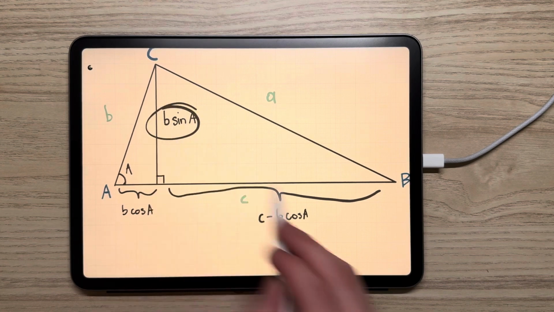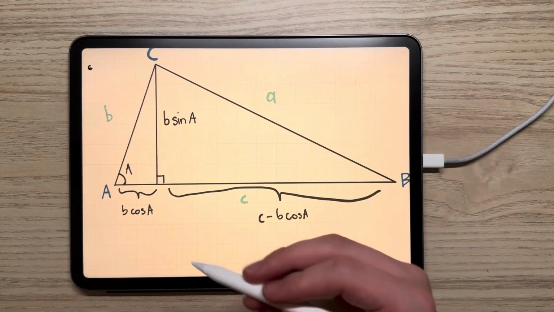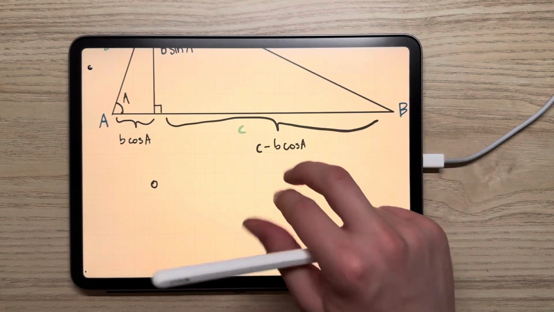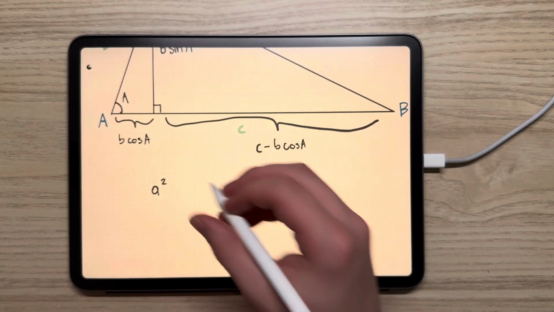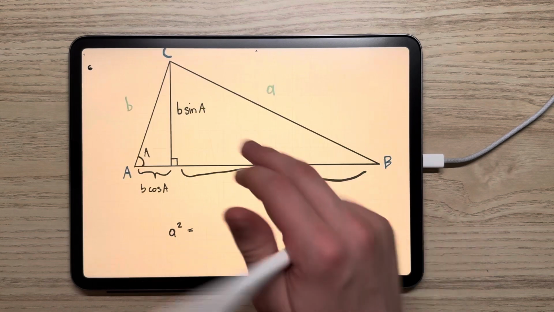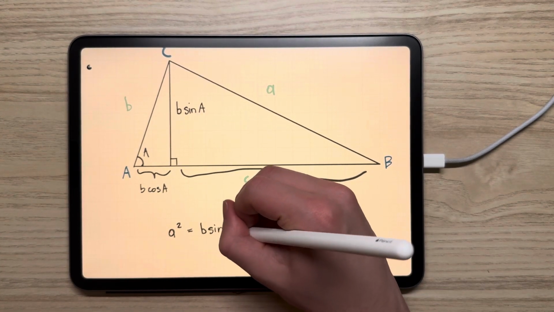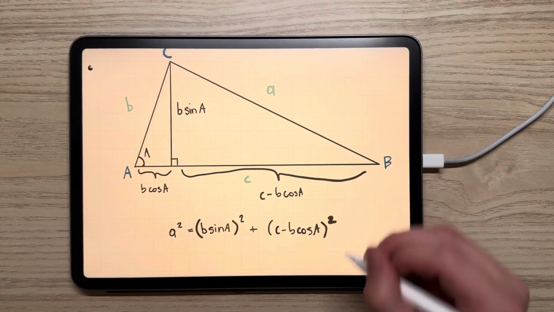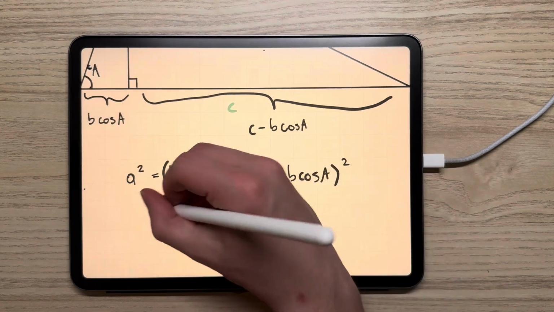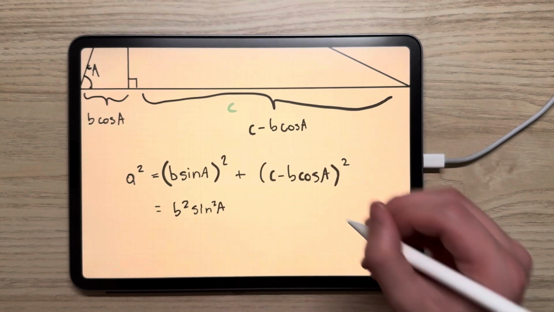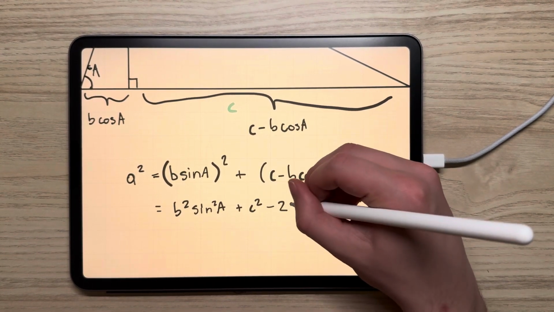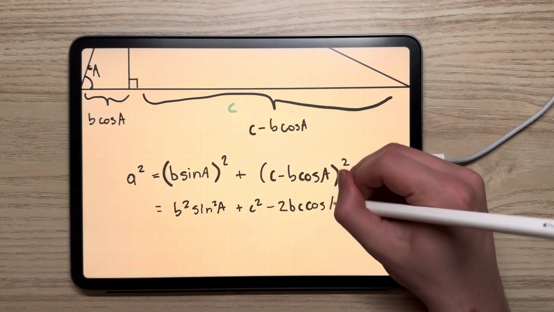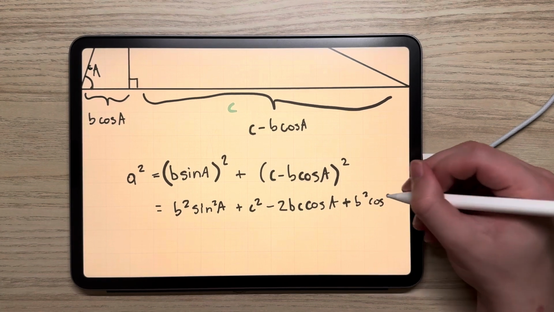So now that we have the two sides and the hypotenuse, we can express A in terms of B, C, and cosines. The Pythagorean theorem states that the square of the hypotenuse will be the sum of the squares of the legs. So that's going to be this quantity squared plus this quantity squared. That's what we found earlier. Now, if we expand this, we get B squared sine squared of A plus C squared minus 2BC cosine of A plus B squared cosine squared A.